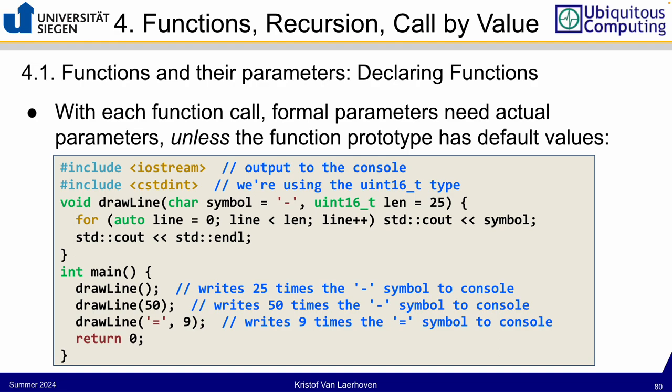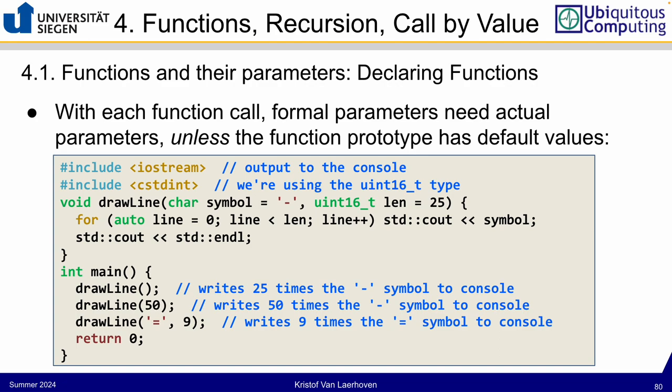That's easy, right? So if we then in our program want to use this function, we can call it, and we can call it multiple times. So in this case, draw line without any parameters is writing this 25 times. Draw line with a 50 writes it 50 times, and draw line with an equal sign and a 9 writes 9 times the equal sign. And that already shows you what you can do with a function and default parameters. So the default parameters are the assignments inside the parameter list, or the signature, of the function. There you will see that it basically is possible to give them automatically a value when you declare them. And as soon as you call that function and you are in that function, you have available those two variables in this case, the symbol and the length variable, or len variable.